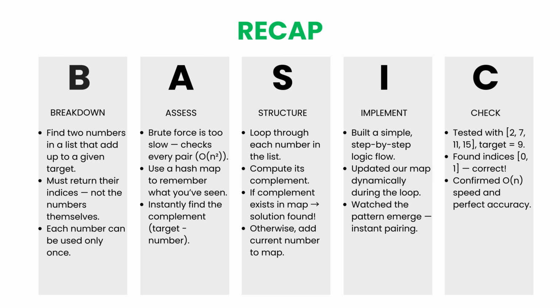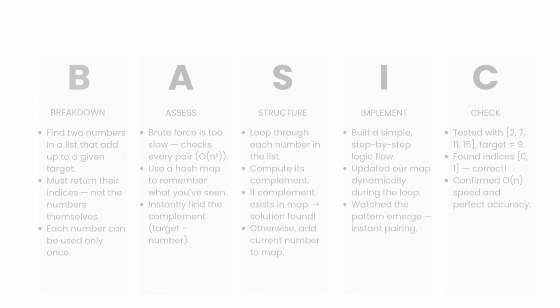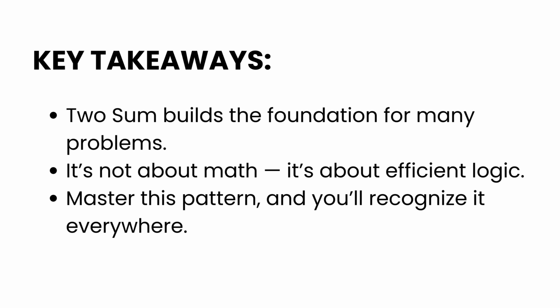Check recap. When we ran our test case, everything lined up. The indices, 0, 1, appeared exactly as expected. That confirmed the logic worked and that our hash map strategy performed efficiently, delivering a precise O(n) solution with minimal space overhead. The two-sum problem is a reminder that simplicity can hide depth. It's not about complex math, it's about using the right tools to think smarter, not harder. Once you master this pattern, you'll recognize it everywhere. A foundational skill for building faster, cleaner, and more confident solutions in every interview.